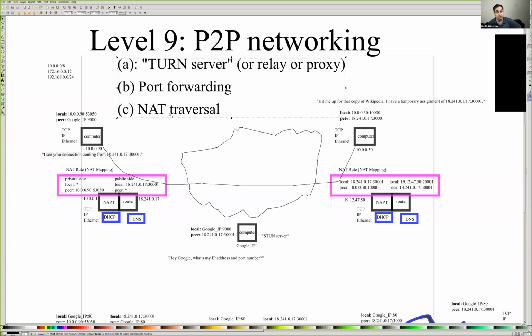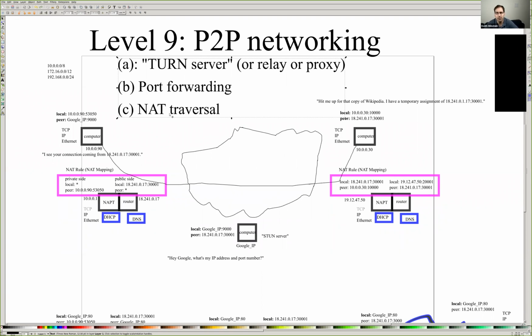So this is called NAT traversal, and this is how many games work. If you want to play a game on the internet and you're playing Call of Duty against someone or Fortnite or whatever, this is how BitTorrent works. This is how Skype works. This is how Google Hangouts works. This is how WebRTC works. This is how many, many systems work that want to make a peer-to-peer connection on IPv4 when people are behind NATs.